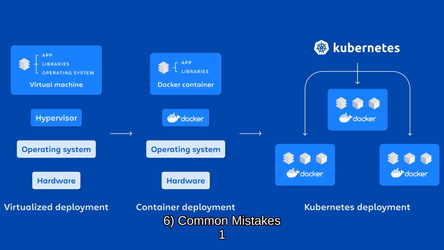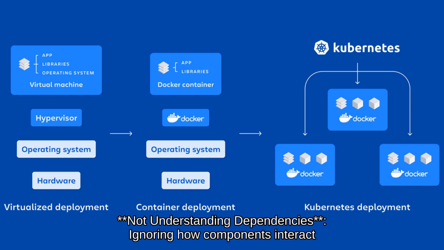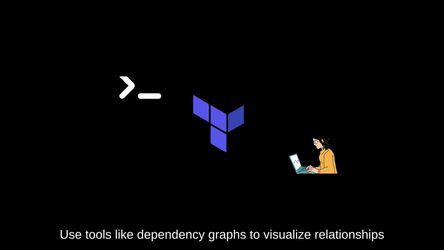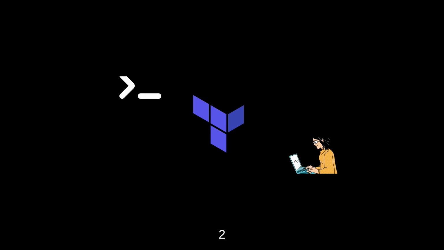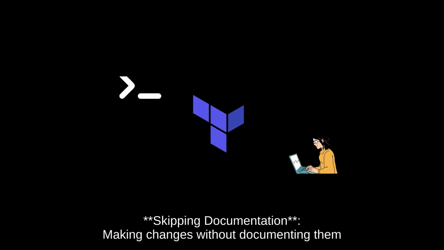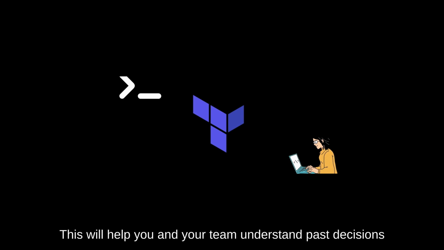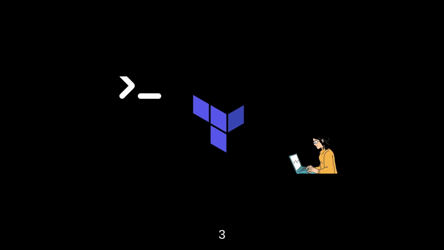Common mistakes. 1. Not understanding dependencies, ignoring how components interact. Always map out dependencies before making changes. Use tools like dependency graphs to visualize relationships. 2. Skipping documentation, making changes without documenting them. Create a habit of documenting every change, including the rationale. This will help you and your team understand past decisions.